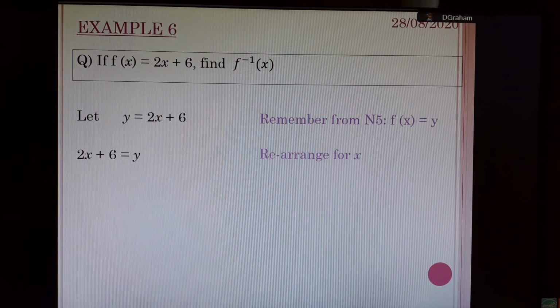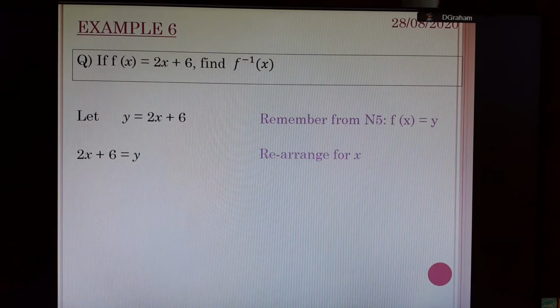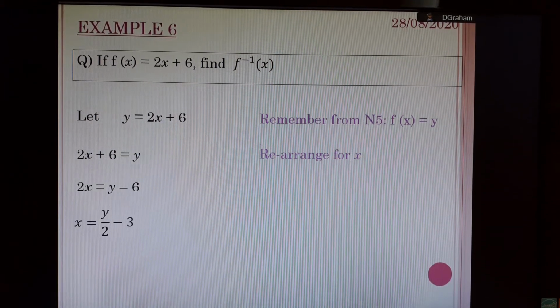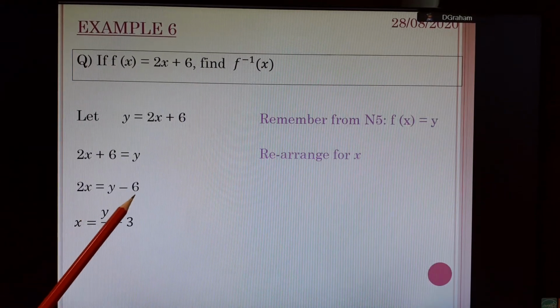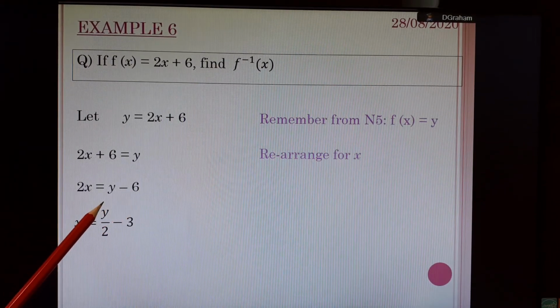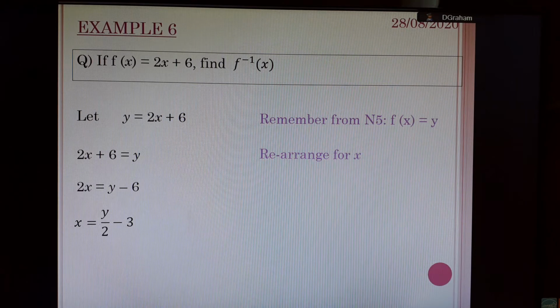So we start to rearrange it, just switch sides. Let's take the 6 over, make it a takeaway 6, and take the 2 over, make it a divide. So I've divided each of them by the 2 individually, or I could have just written a whole line over 2 there, y minus 6 all over 2, or the y over 2 minus the 6 over 2, which is y over 2 minus 3.